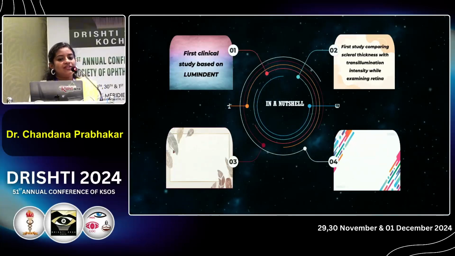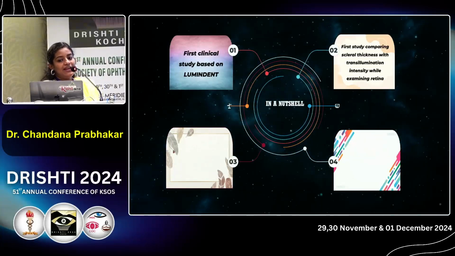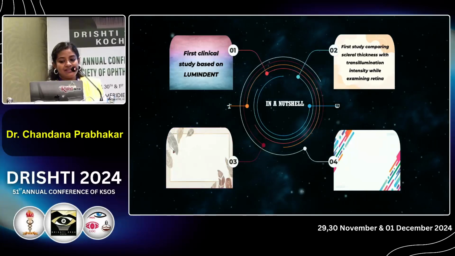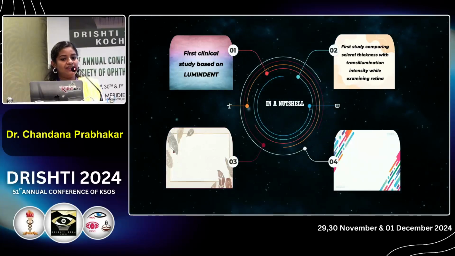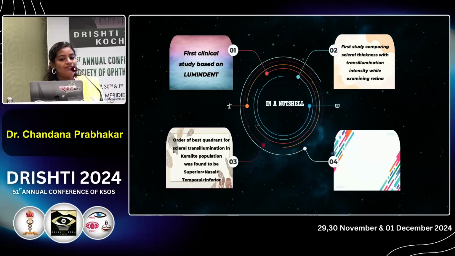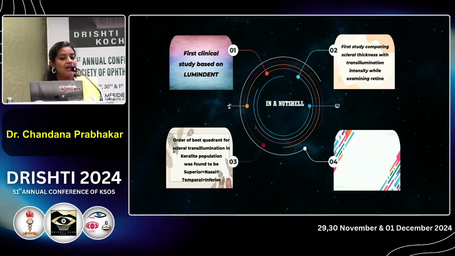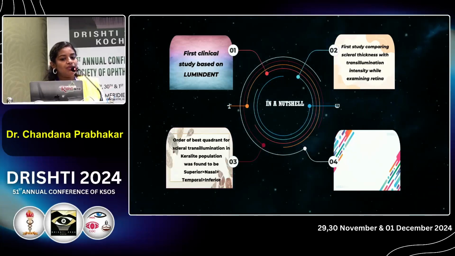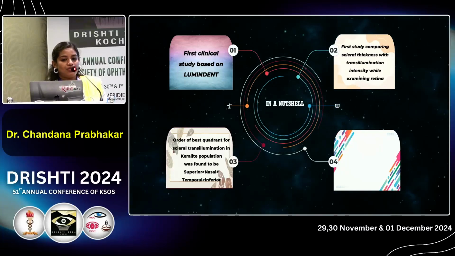So in a nutshell, this is the first clinical study based on LumiIndent. It was the first study comparing scleral thickness with transillumination intensity while examining the retina. And the order of best quadrant for scleral transillumination in the Kerala population was found to be superior more than nasal, more than temporal, more than inferior.